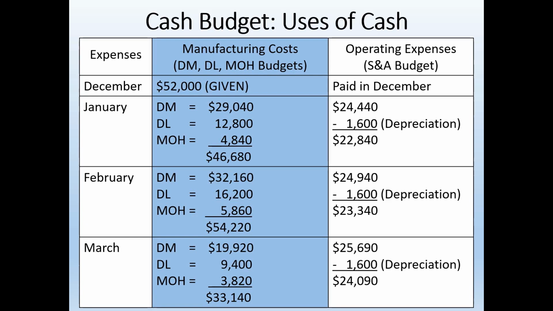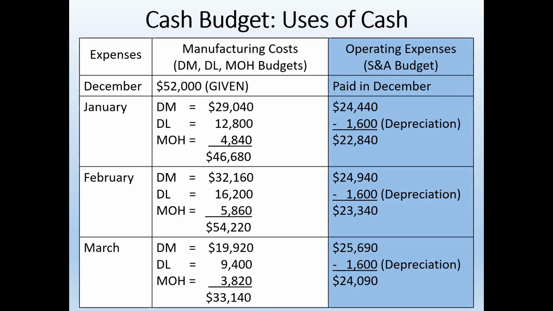Under manufacturing costs, the information for December has to be given. That probably came from the firm's budget for the end of last year. The information for January, February, and March came from the direct materials, direct labor, and manufacturing overhead budgets that we prepared in part two of this chapter.